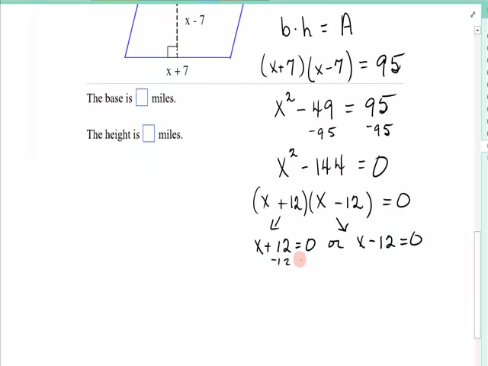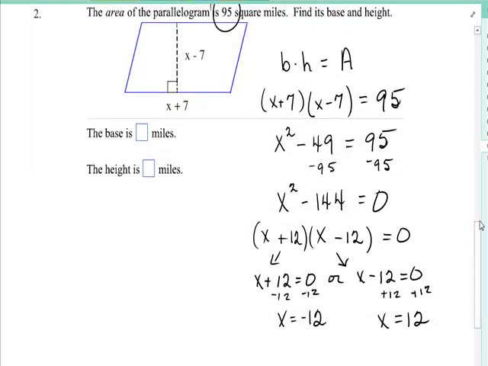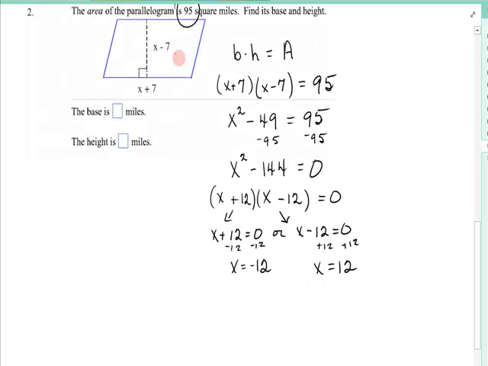Subtract 12. X is negative 12. Add 12. X is positive 12. Have I finished the problem? No. Once again, this is a geometry problem, and it wants me to figure out the lengths of the base and the height. So the base, it's x plus 7.